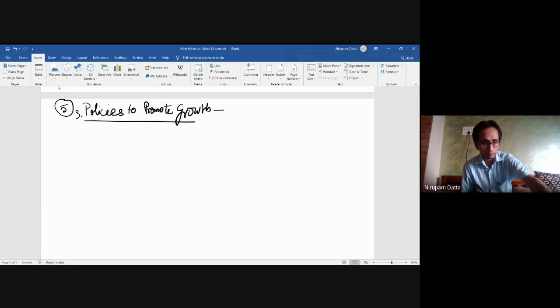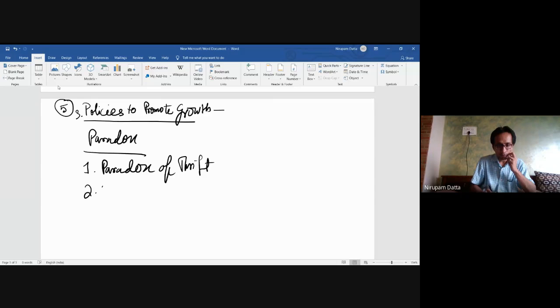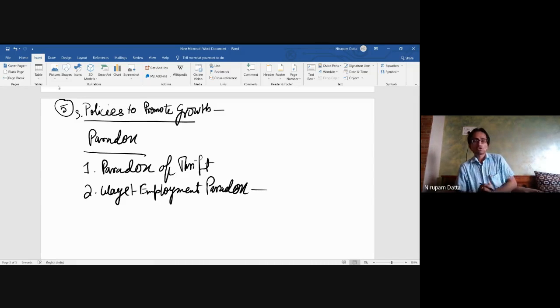Okay. Now, there are certain paradoxes. So what are these paradoxes? One paradox is the paradox of thrift. That means the paradox of savings. The second paradox is the wage employment paradox.